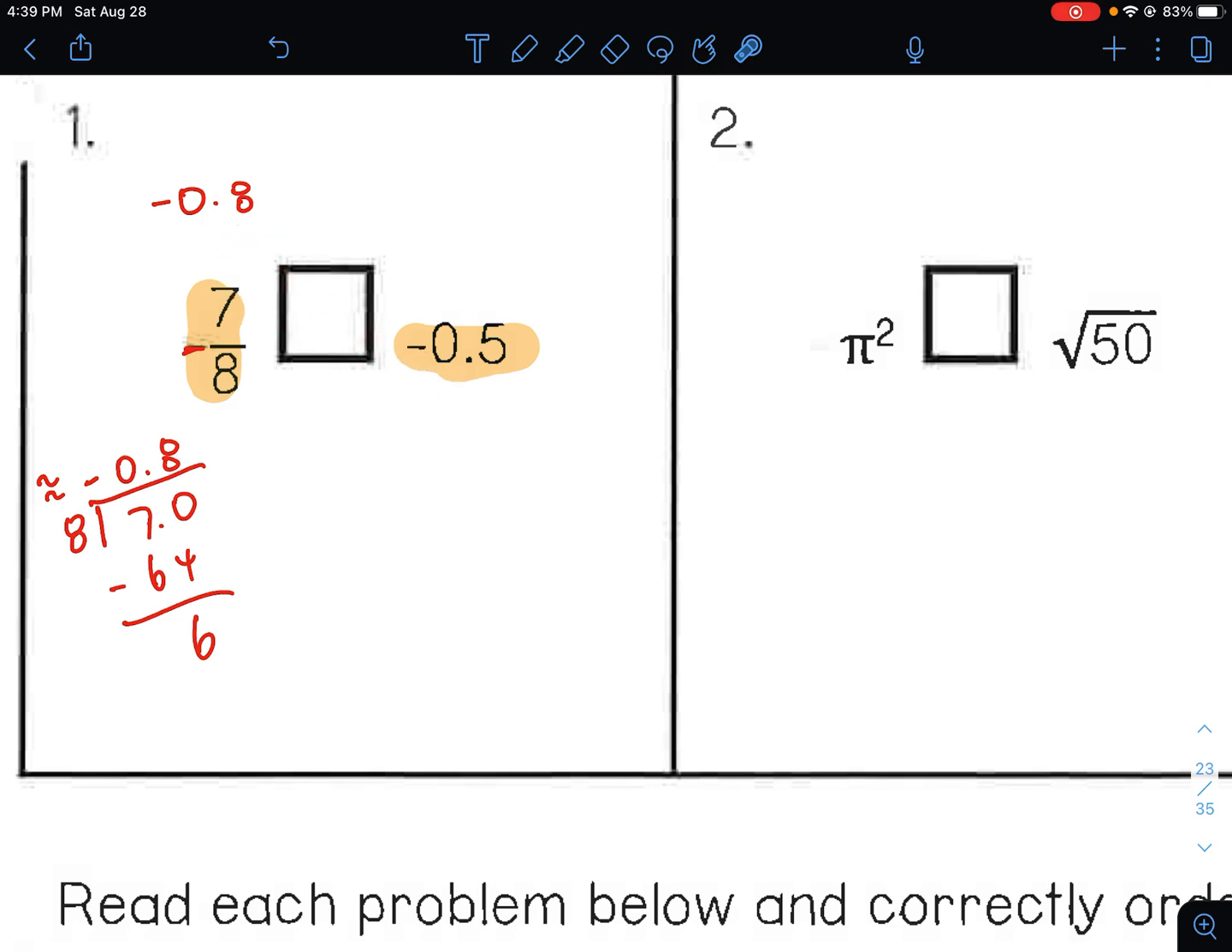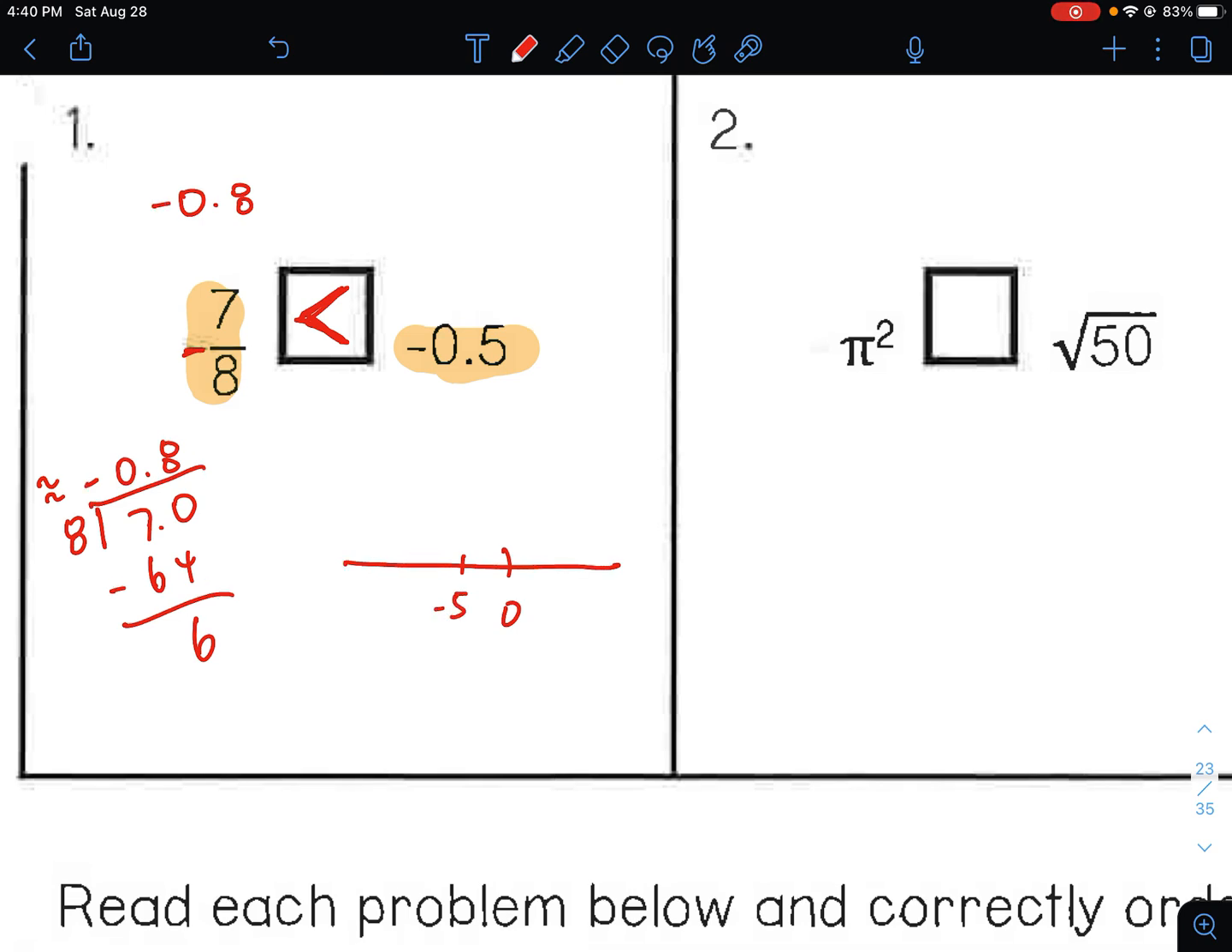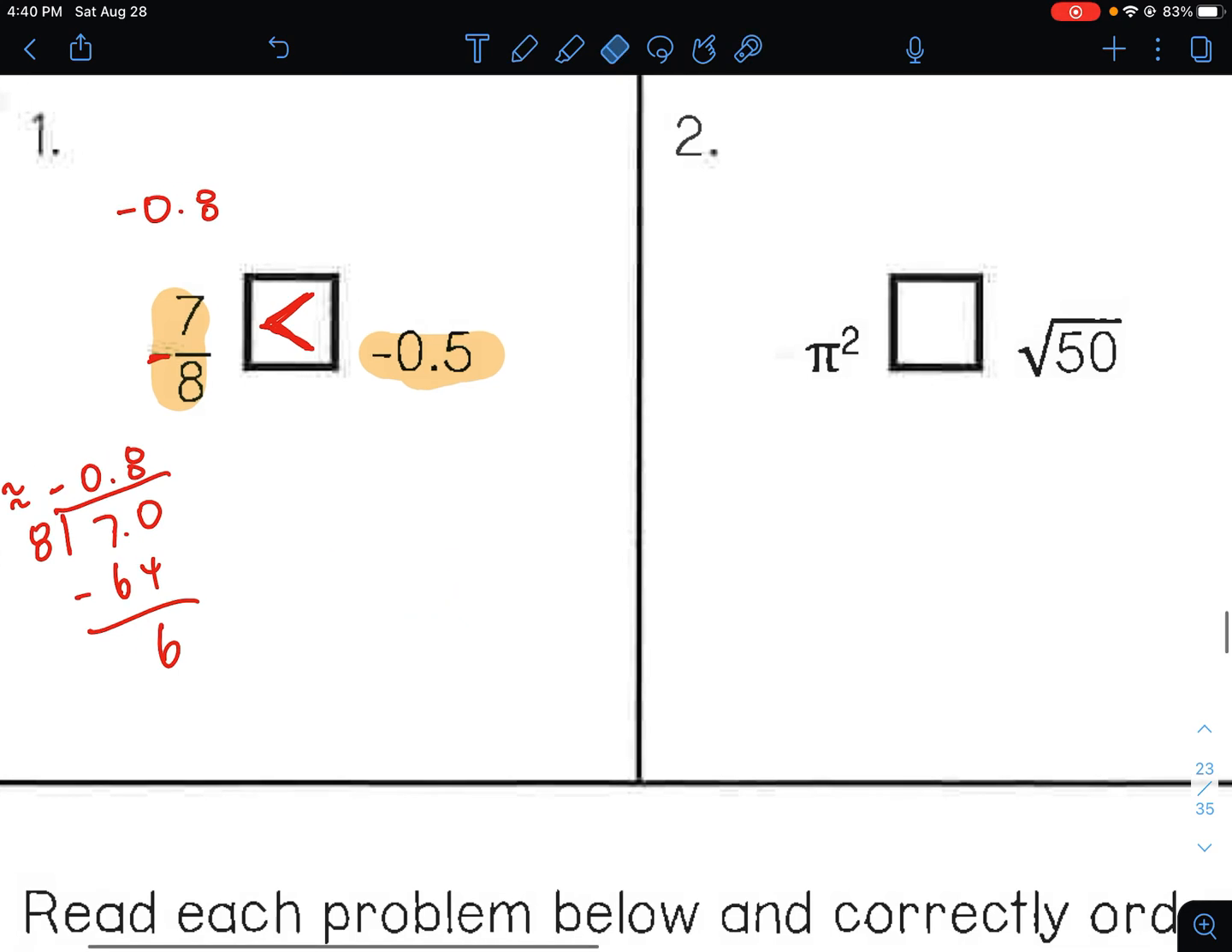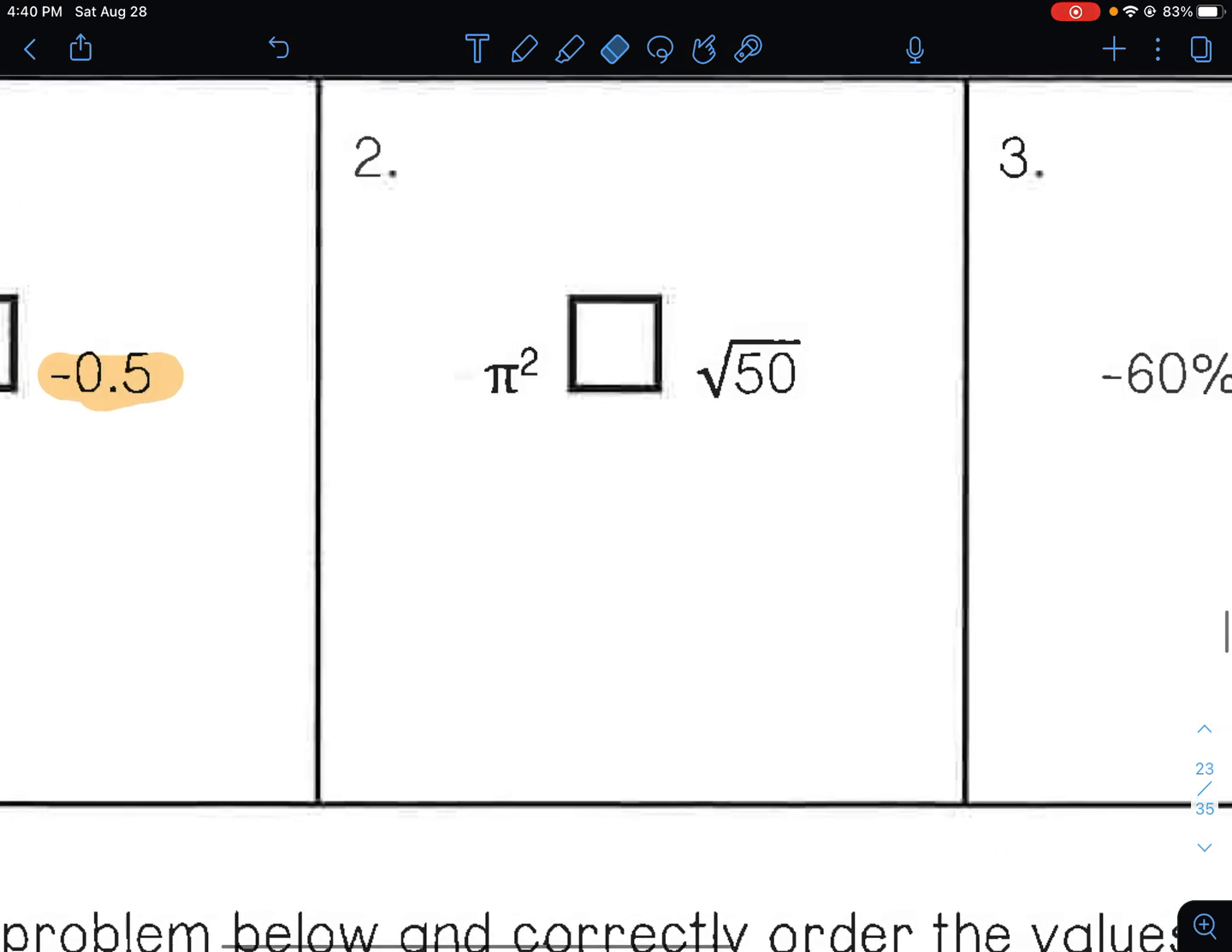Let's take a look. Which one is greater, negative 0.8 or negative 0.5? Negative 0.5 is greater. Now, why is it greater? It's because we're talking about negatives. And remember, if you were to look at a number line, zero is here, you'd have like negative 5 would be over there, and negative 8 would be over there. So this number would be the greater number, okay? Because when it comes to negatives, it's like you're in opposite world when it comes to comparing and ordering.